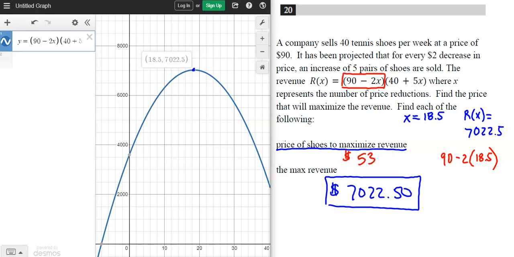If I start dropping the shoes too much and I drop them way down, then my revenue is going to start falling. So it kind of comes to a point where you're like, it's going good, it's going good, it's going good. Oh, stop dropping the price, because you're going to lose money.